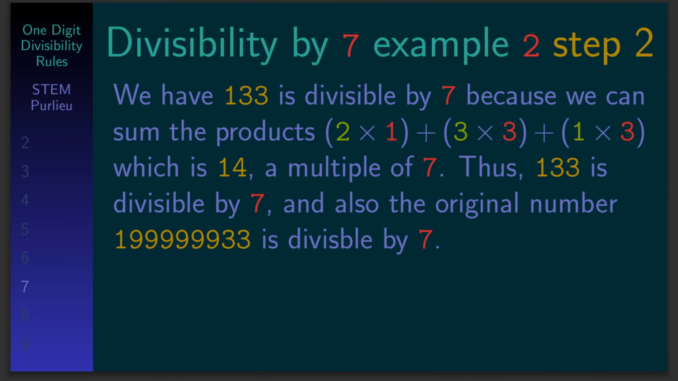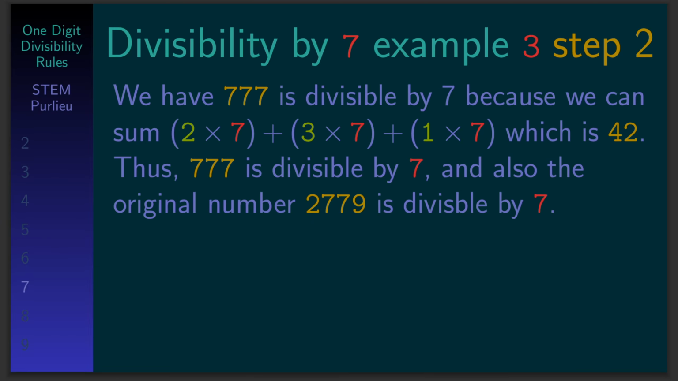We have 133 is divisible by 7 because we can sum the products 2 times 1 plus 3 times 3 plus 1 times 3, which is 14, a multiple of 7. Thus, 133 is divisible by 7, and therefore also the original number 199,999,933 is divisible by 7 as well. We have 777 is divisible by 7 because we can sum 2 times 7 plus 3 times 7 plus 1 times 7 to get 42. Therefore, 777 is divisible by 7, and also the original number 2,779 is divisible by 7.